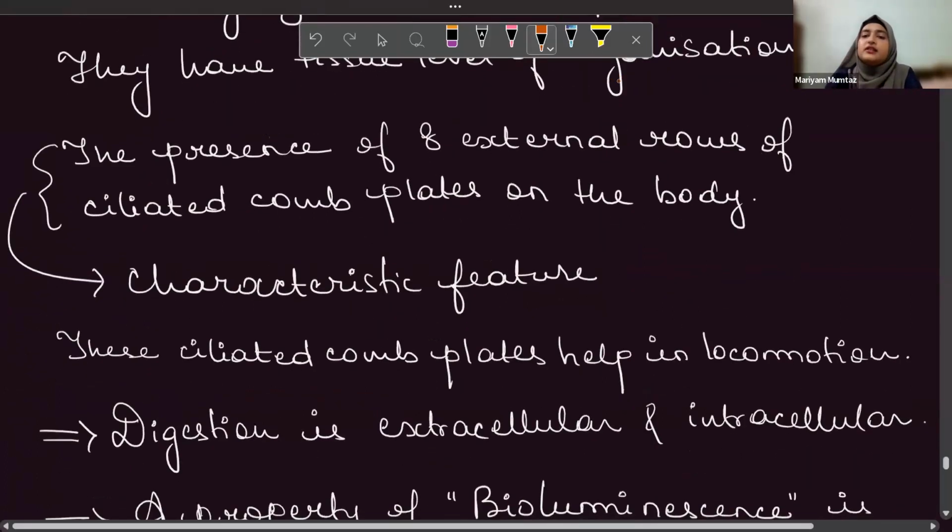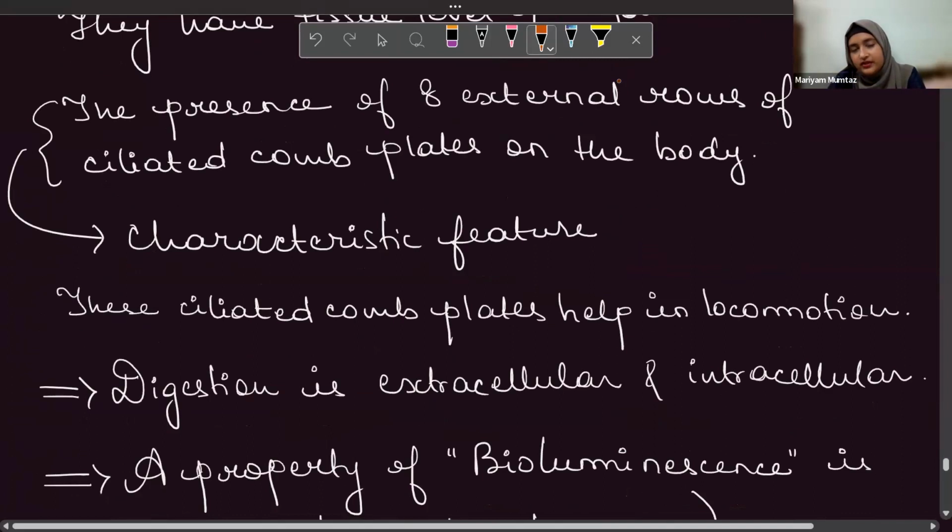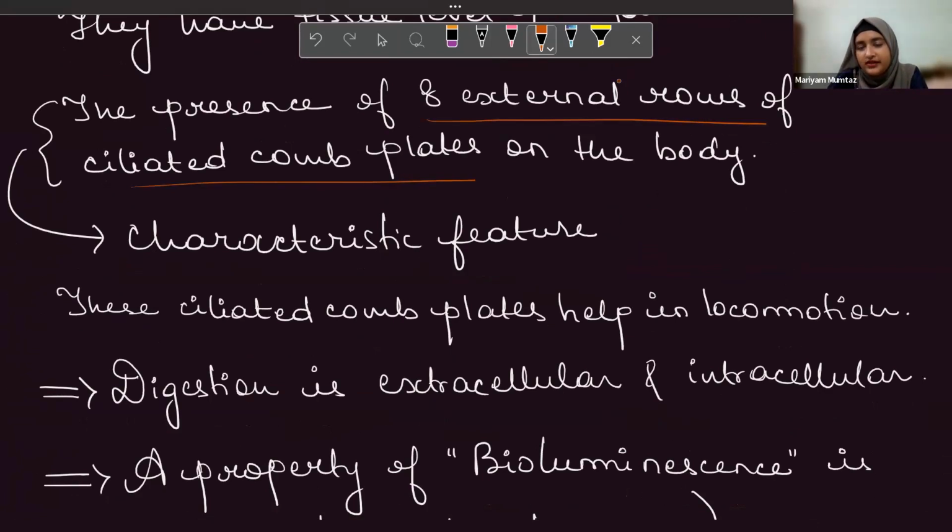Now see, the reason why they are known as comb jellies is, it is a very silly reason, they have the presence of 8 external rows of ciliated comb plates on the body. Okay, their body has combs. Not actually the combs that we use, but the cilia, they are arranged in a certain way that it sort of looks like a comb. It's in the textbook, I think. Yeah, look at it. See the green things that you see, those are the cilia. And they are like ciliated comb plates, 8 external. This is their characteristic feature.